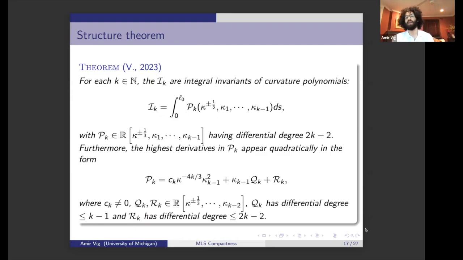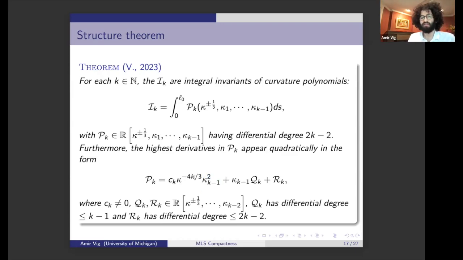It says that for each k, these I_k integral invariants have the following form. They're integrals of polynomials in the curvature Z, and they have differential degree 2k minus 2. That just means that there are at most 2k minus 2 derivatives. You add up all the derivatives, you get at most 2k minus 2. And the highest order derivative appears quadratically, just like we saw in the first four. So here's the highest order derivative squared.